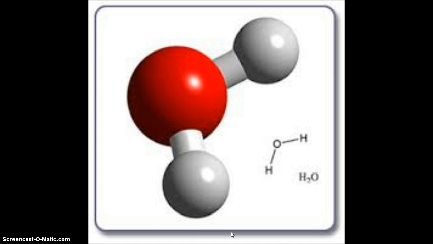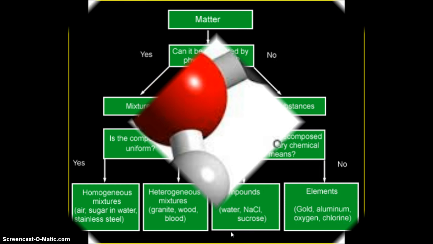There are also what we call compounds. Compounds are made up of 2 or more elements bonding together to form a new substance. An example is water. Here we have a water molecule, or a water compound. This is H2O. Oxygen is one element. You can find that in the middle, the red circle. And hydrogen is the other element. Those are the 2 white circles on opposite ends.